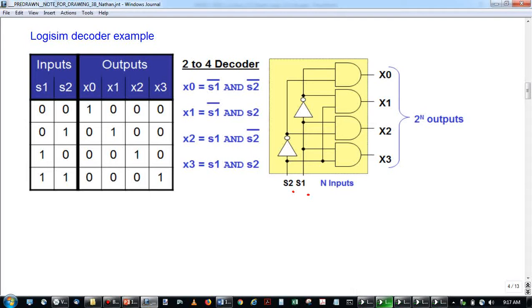Let's look at this table. When it's 0, 0, S1 is 0 and S2 is 0, which one is on? X0 and the other ones are off. When it's 0, 1, which one is on? X1 and the other 3 are off. When it's 1, 0, it's X2, the other 3 are off, and 1, 1 is off and X3 is on. Looking at that table, is there always only one output on? Yes. And they're organized in a particular way.